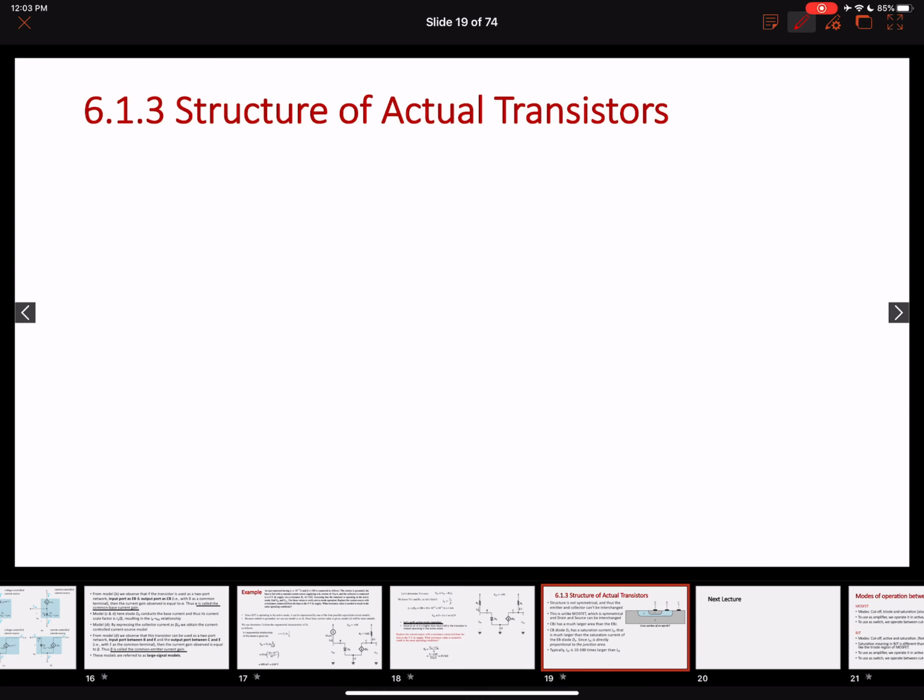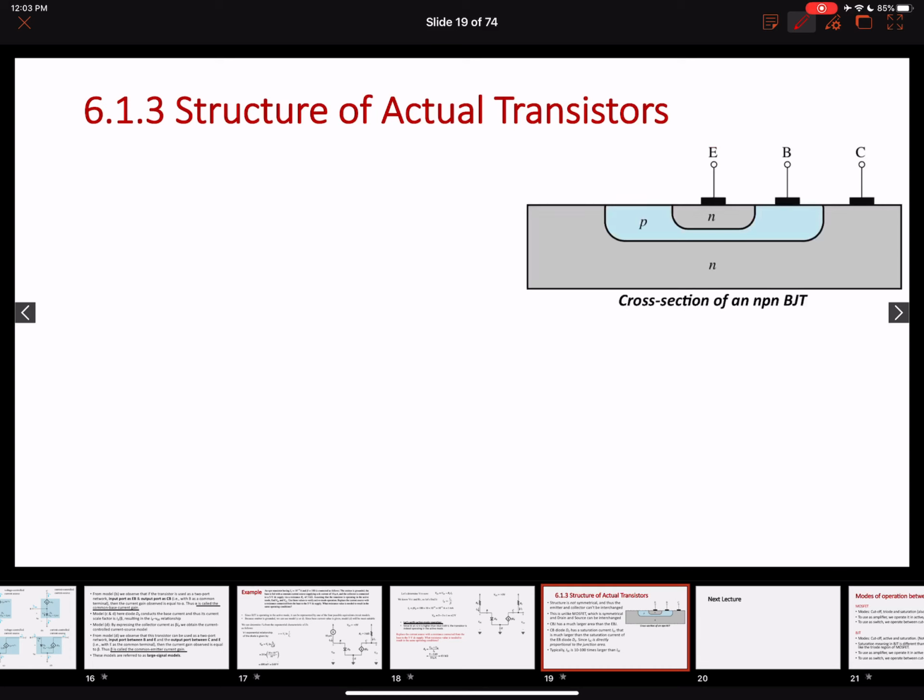Let's do one more quick topic before we wrap up our lecture today. So let's look at the structure of the actual transistor. So here is an actual cross-sectional view of an NPN transistor, NPN BJT. Emitter terminal, base terminal, collector terminal. These portions are the metal contact pads to these extrinsic semiconductor regions, right? So we have an NPN region.